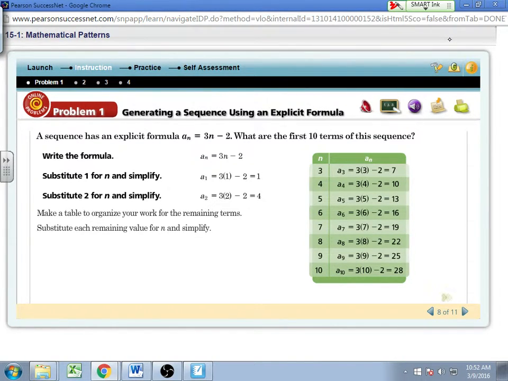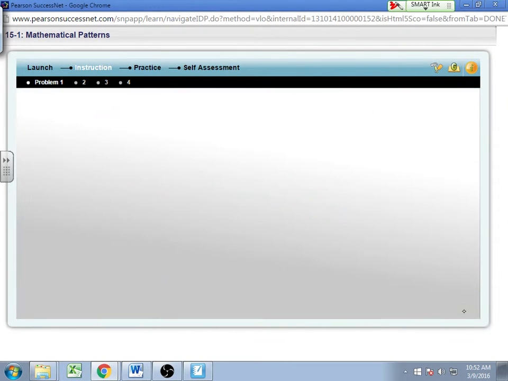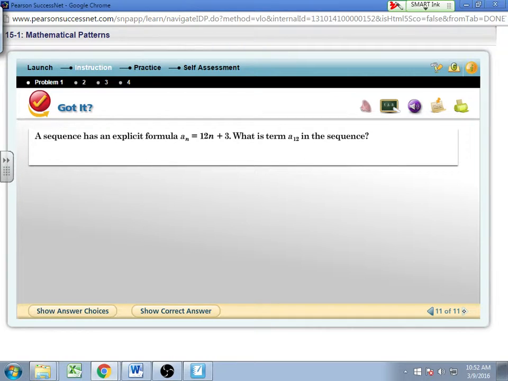Try the got it on your own. We have a sub n. The function rule is 12 times n plus 3. Can we make a table? Yeah, that's exactly what we want to do. And really, once you know your first value, if you recognize that it's a linear function, it's really easy to fill out our table. So I make a table with n values, and then a sub n values, well, a sub n equals 12n plus 3.